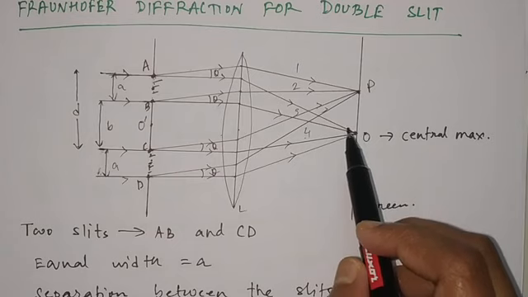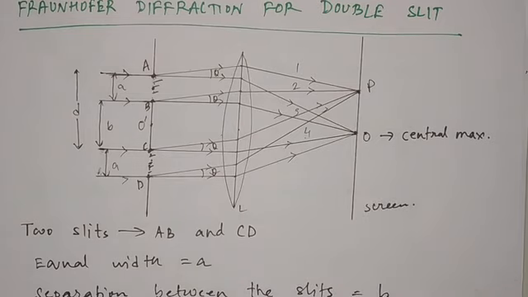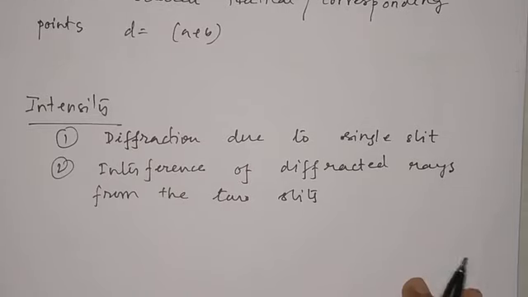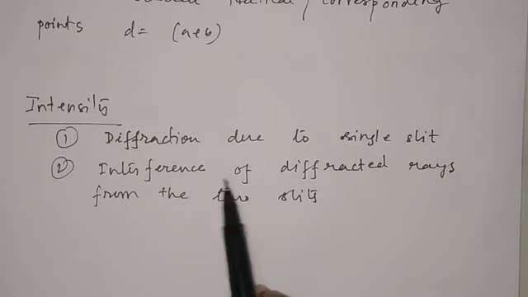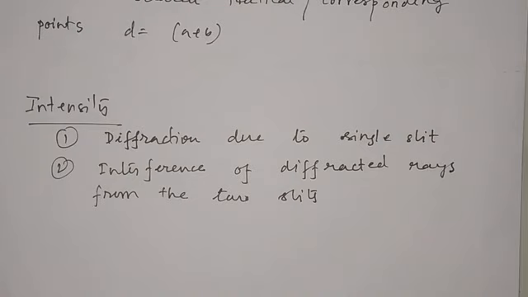Okay. So the interference pattern will depend on two factors. One is the diffraction due to the single slit, and the other is the interference of the diffracted rays from the two slits. The rays which are diffracted from the single slit individually will produce the diffraction pattern, and the rays diffracted from one slit will also interact with the diffracted rays from the other slit, and when they reinforce each other, they will produce the interference pattern.